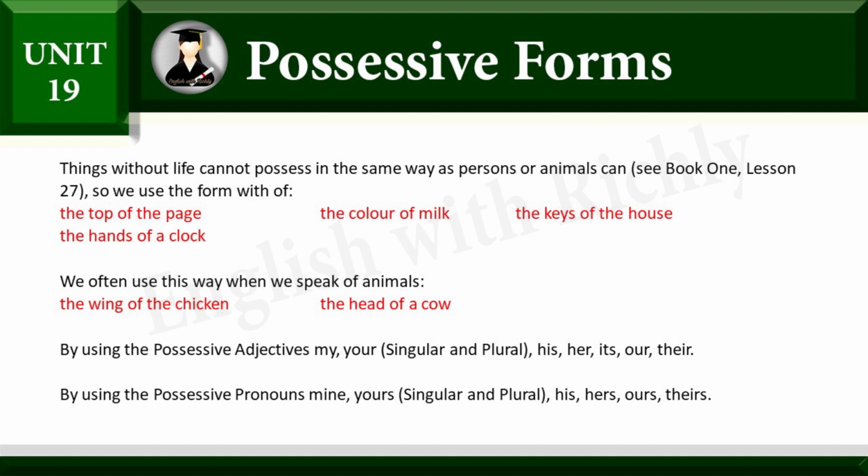We often use this way when we speak of animals. The wings of the chicken, the head of a cow. Animals பற்றி நாங்கள் பேசும்போதும் இதை யூஸ் பண்ணிக்கொள்ளலாம்.